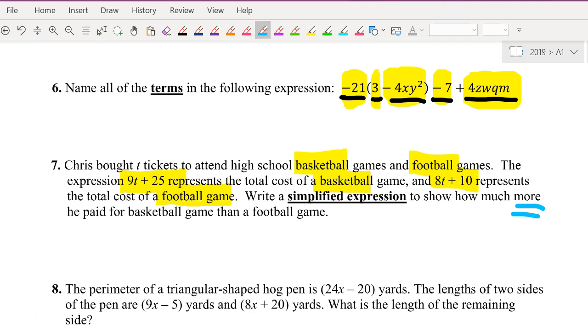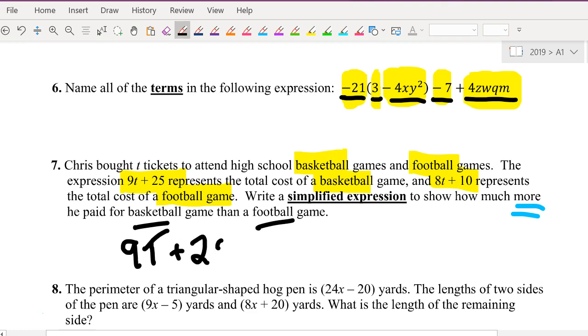Yeah, exactly, the difference. So if I say, this kid over here has 20 bucks, and I have $2, how much more? We would subtract, right? 20 minus 2. All right, so we're going to do how much more was the basketball, so that's our first one, and we're going to subtract the football. So basketball was what? 9t. I'm going to do capital T so it doesn't look like a plus. 9t plus 25.